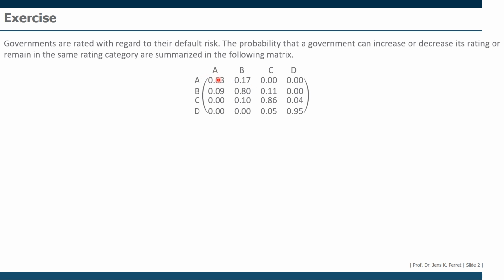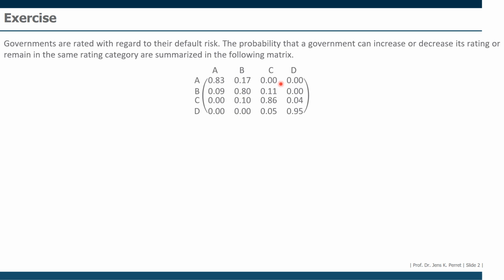AA means the country started with a default risk of A and it remains in the same category, so afterwards also rated A next period. So that's 83%. The chance that it starts in A and next period is rated B is 17%. That's this part here. That it switches from A to C or A to D is 0 in each case.